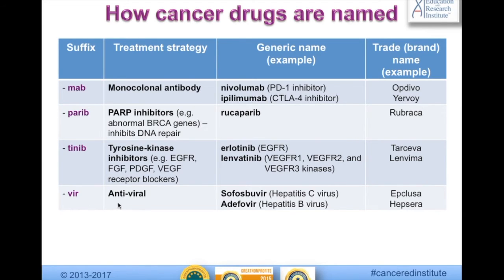I also included here antiviral drugs. When we see a drug is ending with vir, this means that it is an antiviral drug. Here, I give you an example of sofosbuvir, which is a drug to treat hepatitis C virus. And another example is adefovir, which is a drug against hepatitis B virus. So I hope you find this helpful.